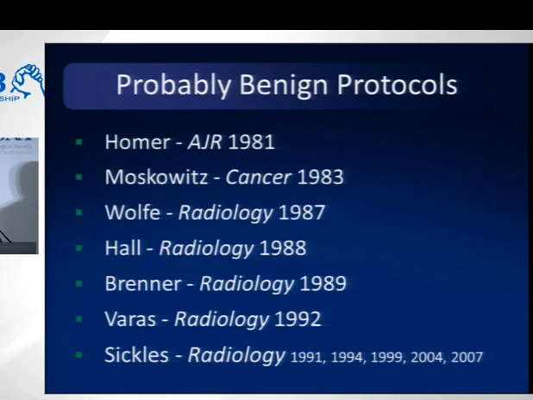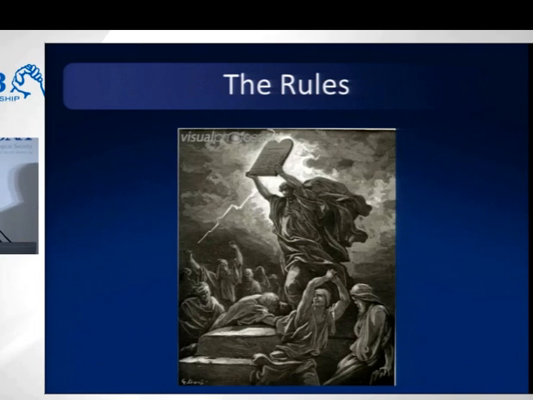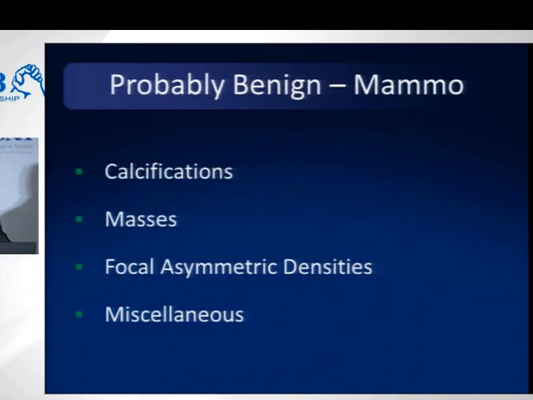There's a long, over 30-year history of protocols put forth to determine what's probably benign on mammogram. But much of what I'm going to discuss regarding mammography will come from the studies of Ed Sickles, 5 studies in the journal Radiology that really lay out the course for probably benign as it relates to mammography. So in some sense, his studies really provide us with the rules. There are essentially 4 categories of probably benign lesions on mammography: calcifications, masses, what he initially called focal asymmetric densities, what we today would call focal asymmetries, and a small miscellaneous category.